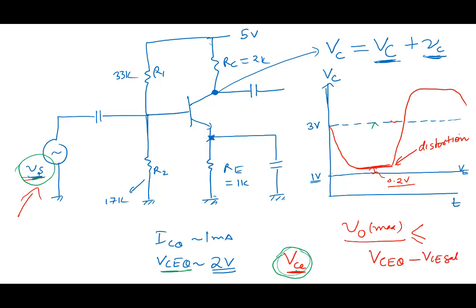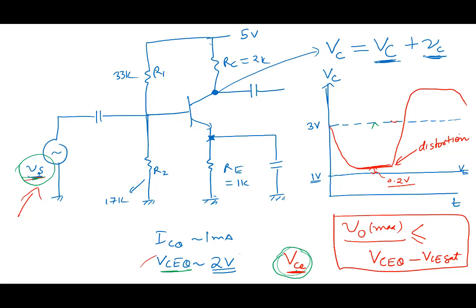Are you all seeing that there is a limit to how large an output voltage I can get? The maximum output voltage that I can get is VCEQ minus VCE set. You can't get more than that. If you try to get more than that, the output will be clipped here. That's the maximum that you can get. Right? So you're seeing the importance of VCEQ.